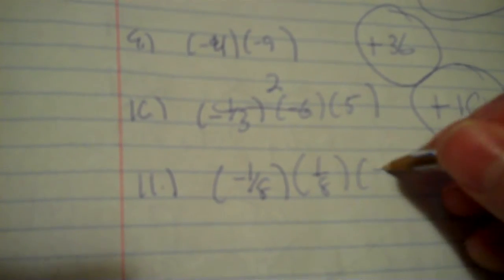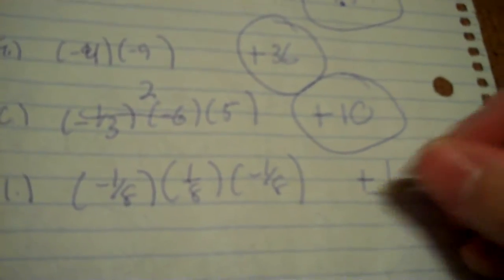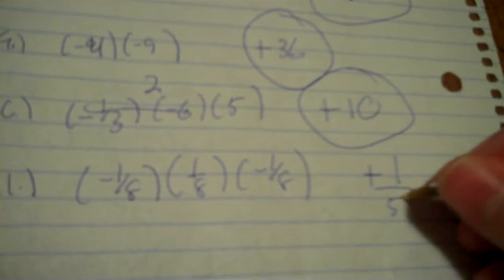We have -1/8 times 1/8 times -1/8. So those are two, that makes a positive, so 1 times 1 times 1 is 1, and then 8 times 8 times 8 is 512. That's all you have to do with multiplying fractions. And then leave it like that.